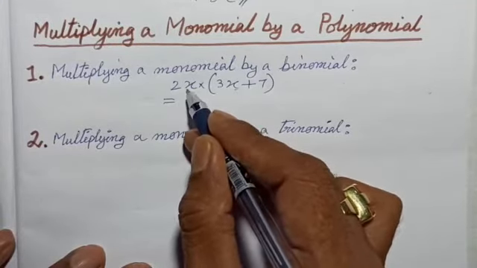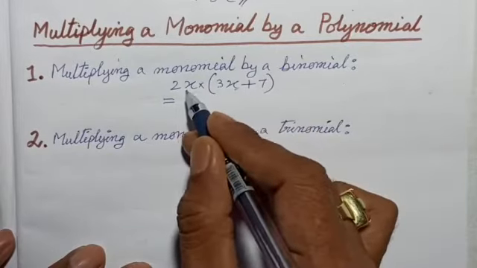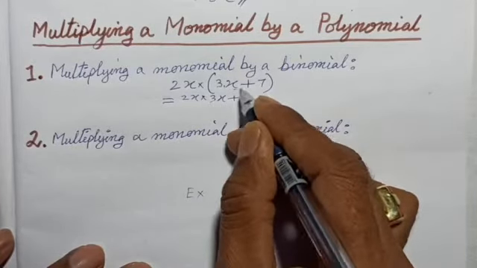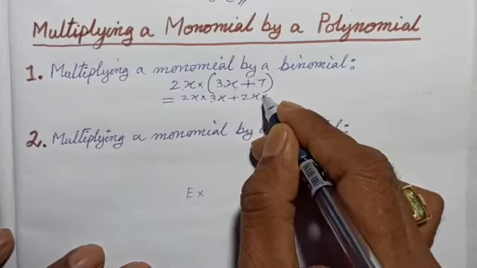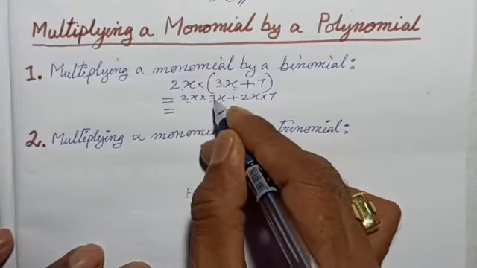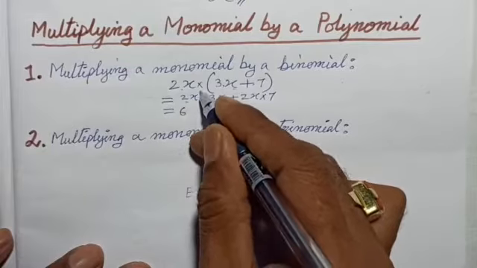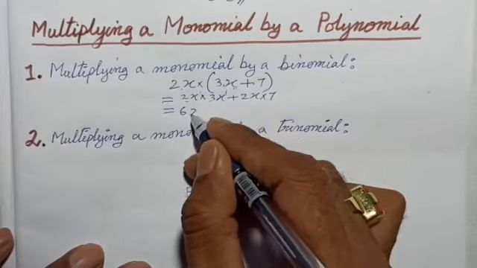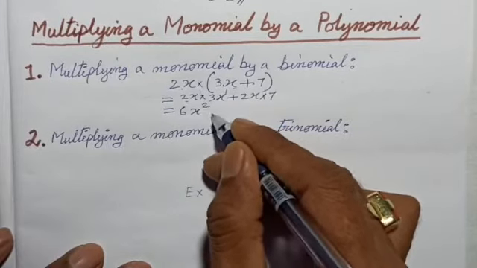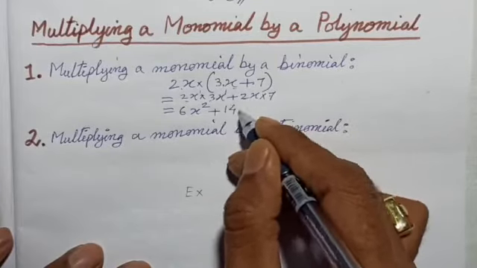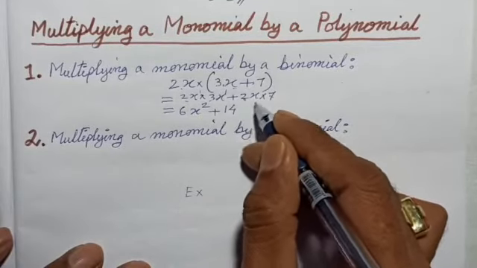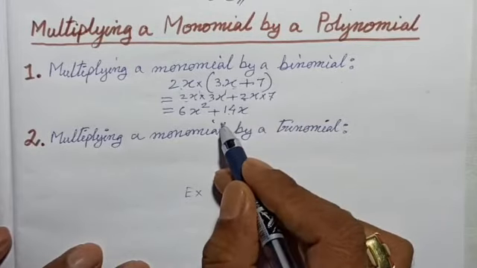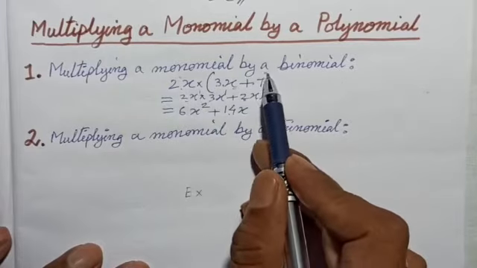If we want to multiply 2x by 3x plus 7, then 2x and 3x will multiply, that means 2x into 3x. Then plus sign, 2x will multiply 7, 2x into 7. Then 2 3 times is 6. x into x is here x power 1, here x power 1. If we multiply x into x, then their powers will add together. Then power 1 plus power 1 is power 2. Plus 2 7 times is 14, 2 into 7 is 14, then x. So we are getting 6x squared plus 14x. So in this way, we can multiply a monomial by a binomial.